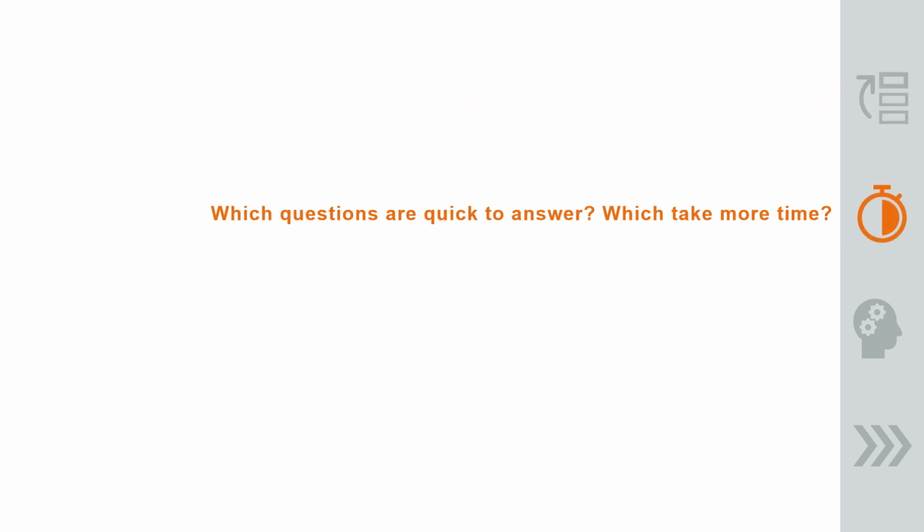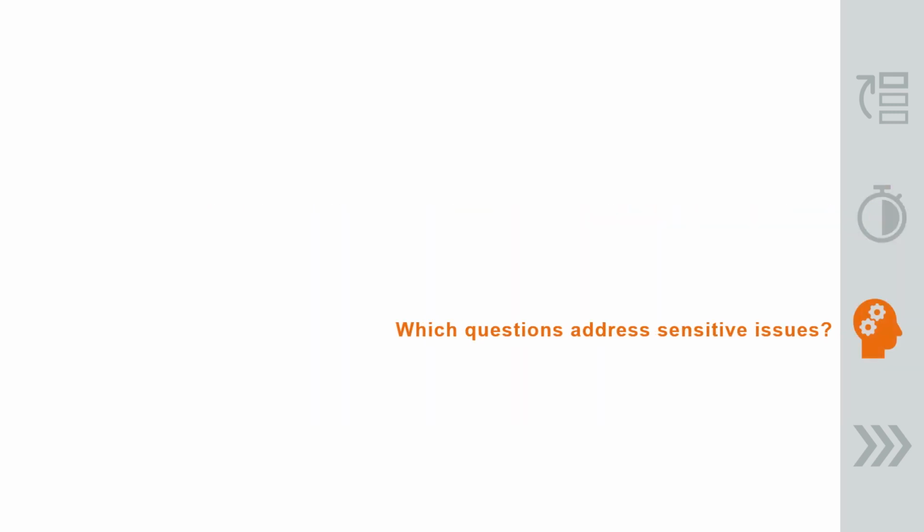Which questions are quick to answer? Which take more time? This is especially relevant to open-ended questions, which take more time to answer and can hurt your response rate if there are too many and they appear toward the beginning of the survey. Which questions address sensitive issues? We never want to open a survey by asking about sensitive topics, which can include asking for sensitive demographic information. Generally, we want to start with easy-to-answer questions.